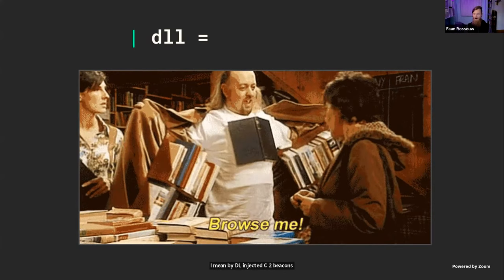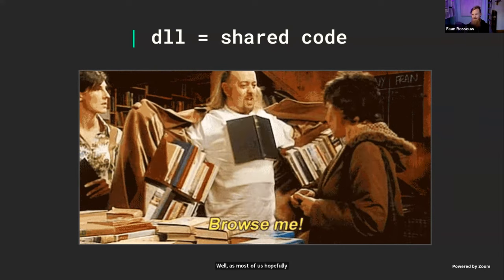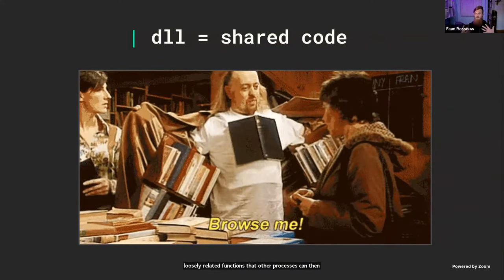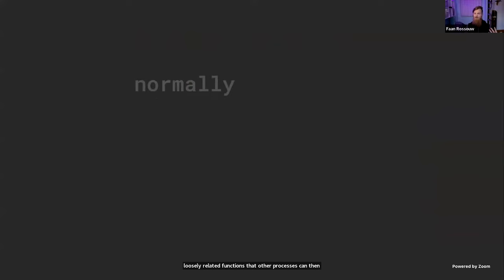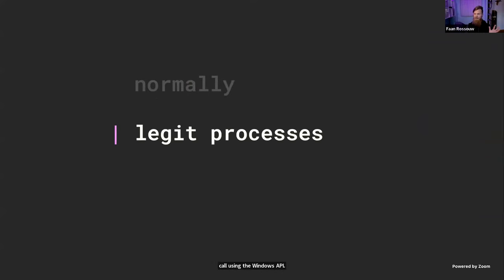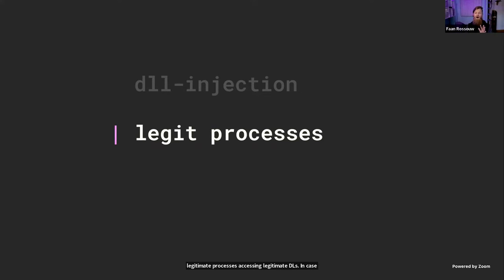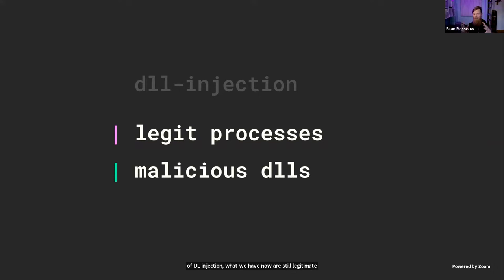Well, as most of us hopefully know, DLL is just shared code. It's just a file containing a collection of loosely related functions that other processes can then call using the Windows API. So in any normal circumstance, what we have would be legitimate processes accessing legitimate DLLs. In case of DLL injection, what we have now are still legitimate processes. That hasn't changed. But we enter into the population of DLLs some malicious DLLs, and we basically force processes to execute them or to inject them into their memory space.